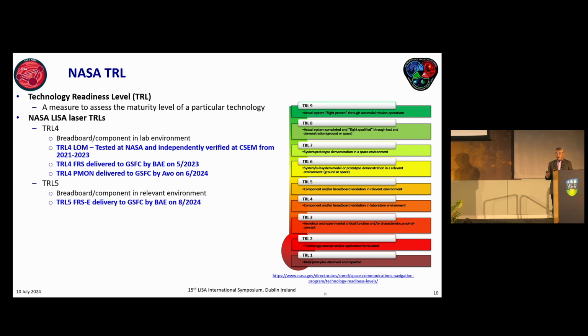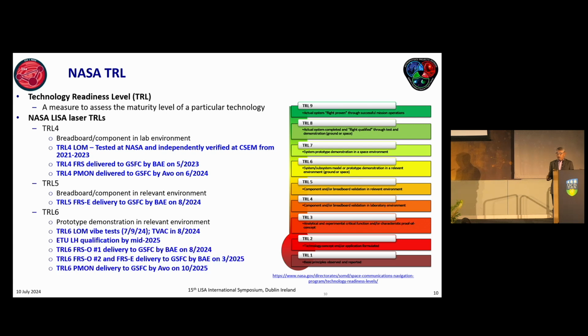And then for the TRL5, we have been doing the FRS electronics development. And for the TRL6, we actually went through a long vibe test yesterday, and TVAC test is planned for August. I'm introducing here an ETU, and I'm going to talk about why we do an ETU development. We are also expecting an FRS TRL6 delivery by BAE in April, and also March of next year, as well as a TRL6 PMON later next year.